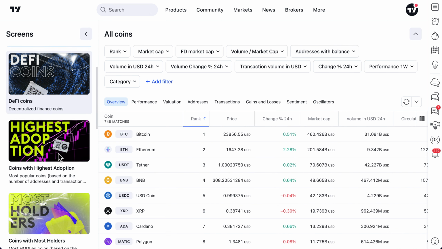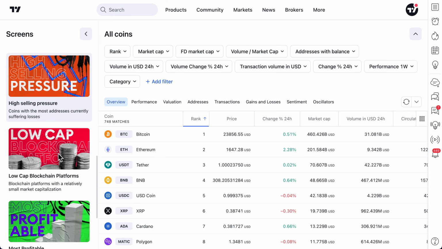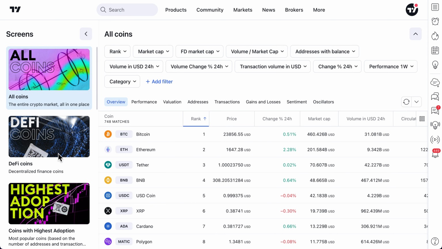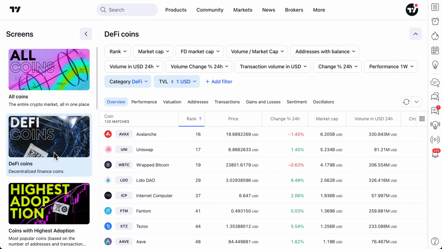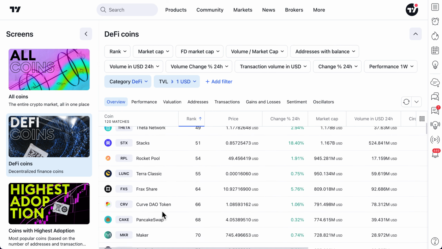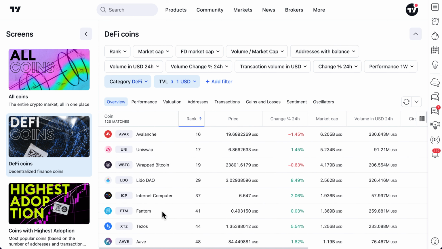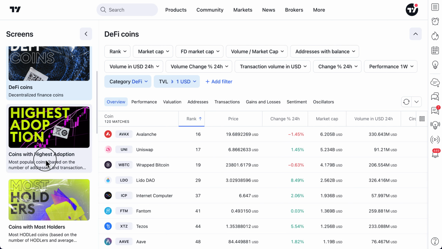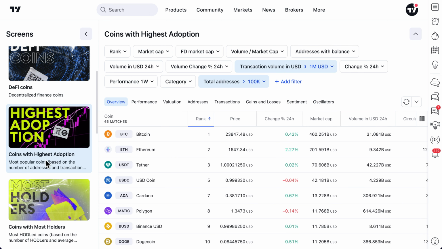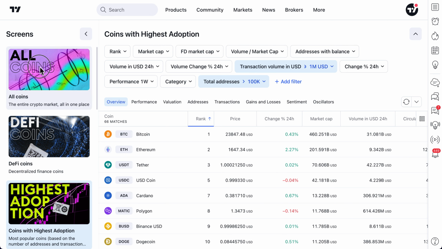Now on the left, you're going to see some custom scans, and these scans are for you. They're pre-made, and they are ready to go if you wanted to look at just DeFi coins. So only cryptocurrencies that are involved in DeFi, you can just click this button. Now we have 120 matches, and all of these cryptocurrencies are involved in decentralized finance in one way or another. Highest adoption. So what coins are used the most? We can click highest adoption, quickly sorts. We have 66 matches. Let's go back up to the top though and click all coins.